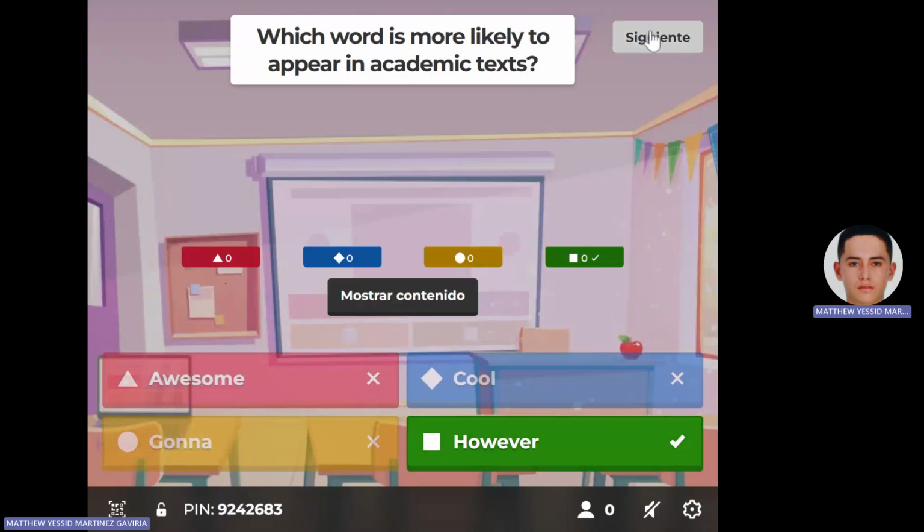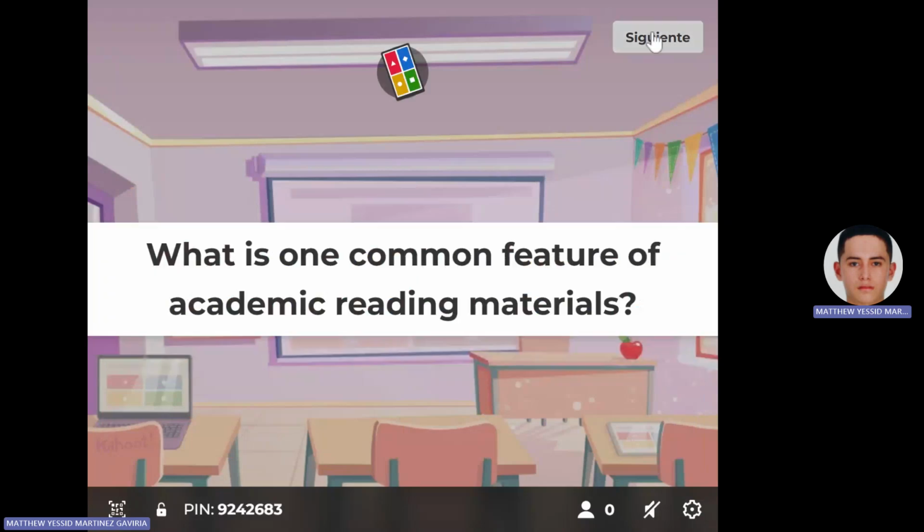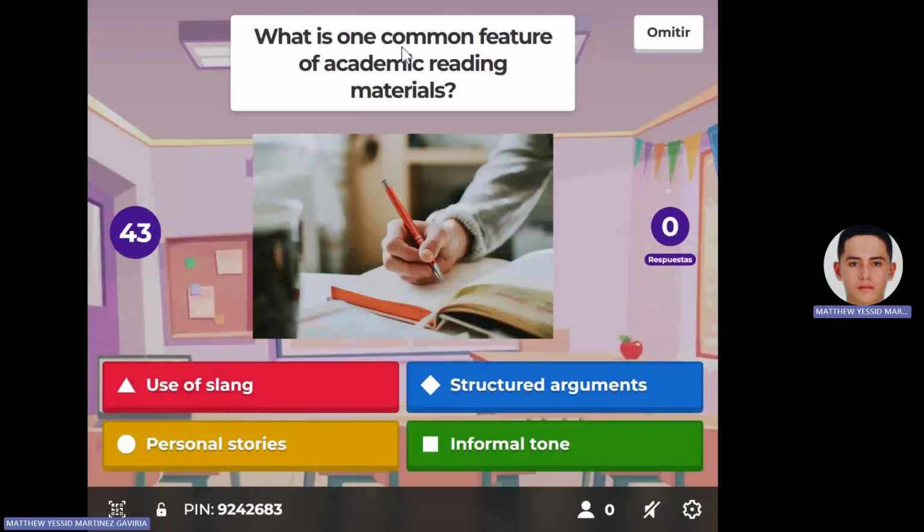Question number 3 asks: what is a common feature of academic reading materials? The correct answer is structured arguments, because academic texts are organized around a thesis, evidence, and arguments. That's important. So the correct answer is structured arguments.